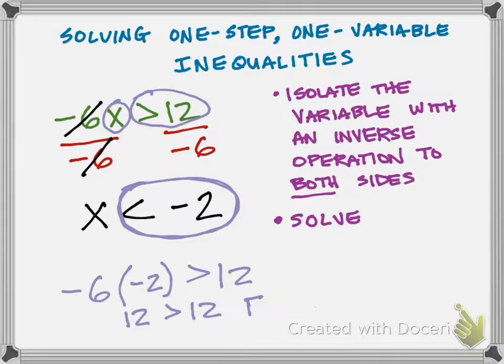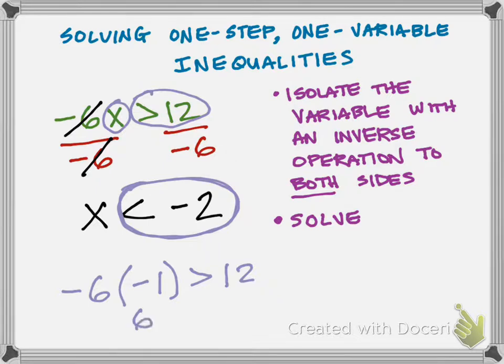And the same thing would happen if we picked a number larger than negative 2. For example, we could pick anything. We could pick negative 1. That's larger. Let's see if that's really greater than 12. Negative 6 times negative 1 is positive 6, and 6 is greater than 12? That is also wrong, incorrect, or false.